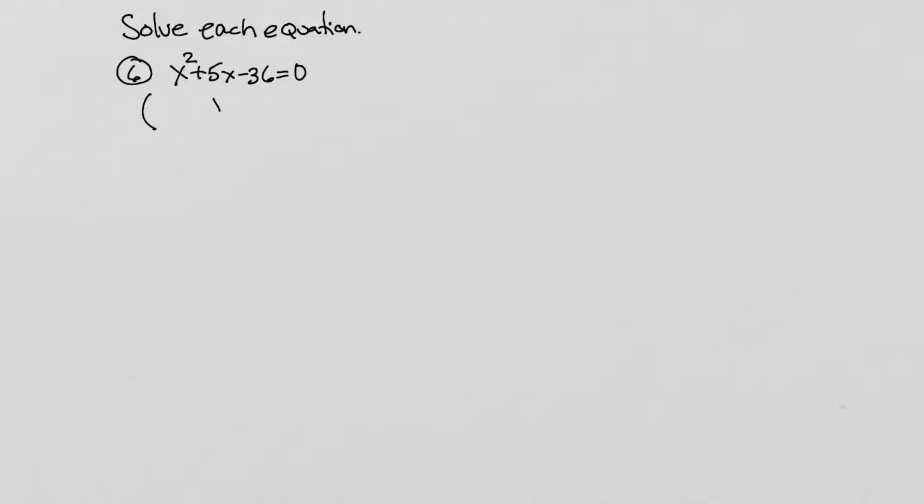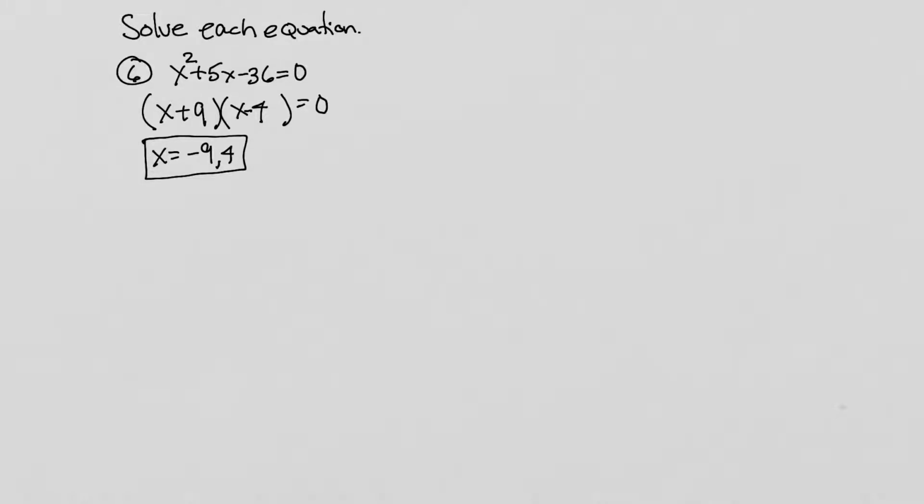We will get, let's set up our two parentheses and write equals 0. We don't want to forget equals 0. Let's factor it as x and x. I'm going to try 9 and 4 with a plus 9 and a minus 4. And from here, we can see that x is equal to negative 9 and positive 4.